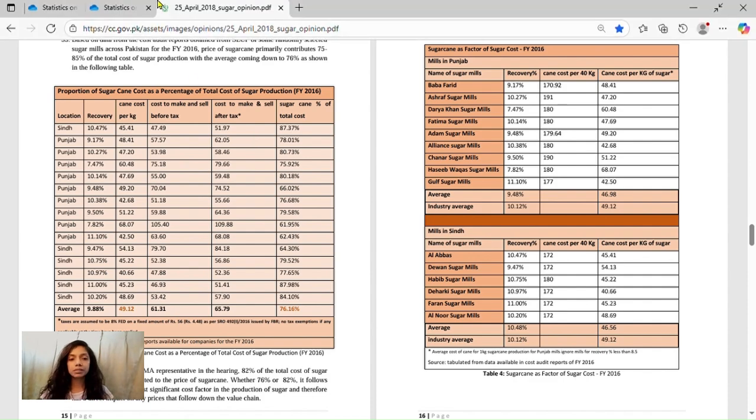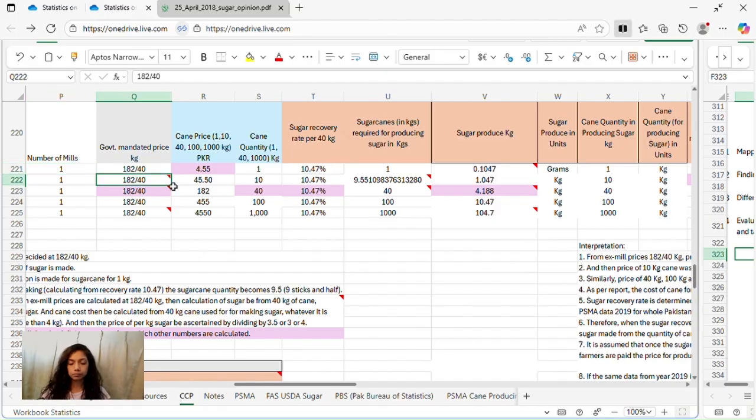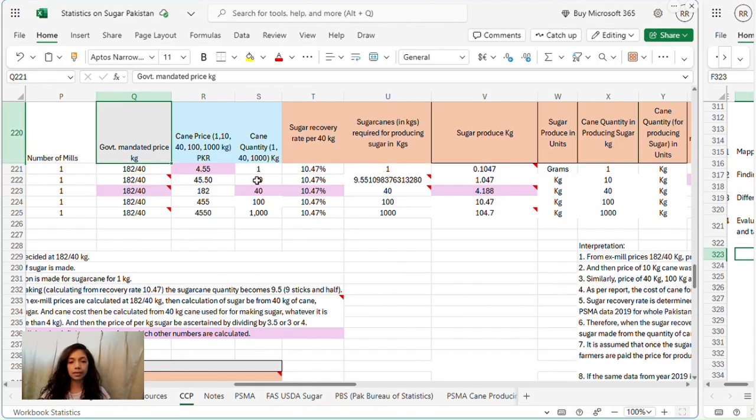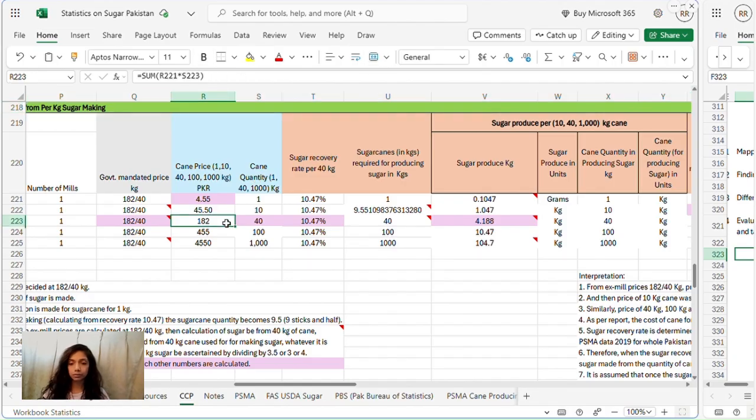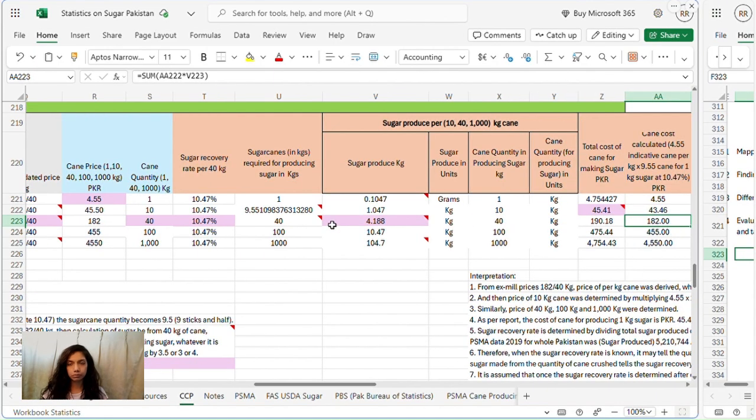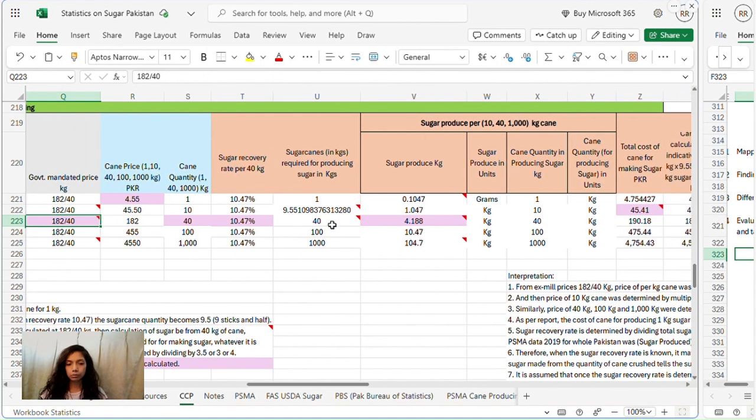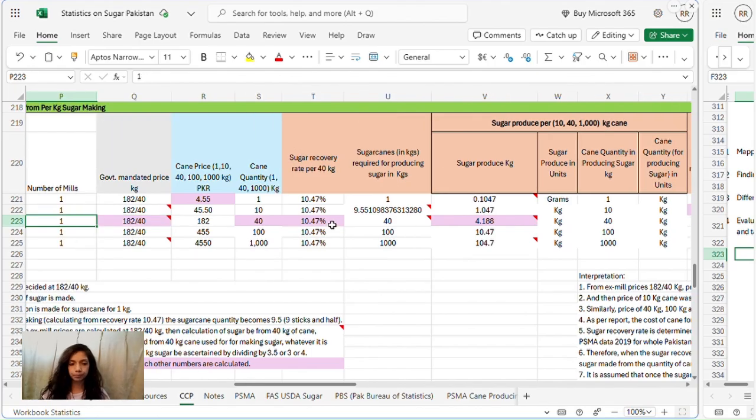So I worked with these numbers and worked on the table: what is the cost per cane, quantities of cane, indicative prices, the price of cane with reference to the indicative prices, the sugar recovery rate, the quantity of sugar produced, and all this. So I worked these out from these numbers. We are just going to see the numbers here.